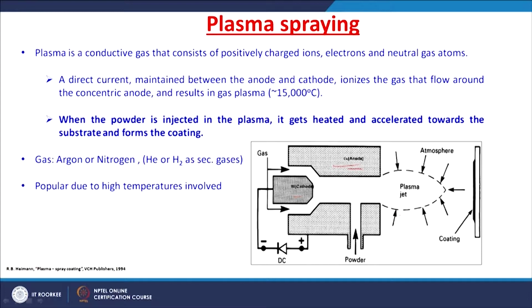The plasma is at around 15,000 Celsius temperature. Generally the anode is of copper and the cathode is of tungsten. Now, when the powder is injected into the plasma, it gets heated and then accelerated towards the substrate and forms a coating. Generally, the gas used for generating this plasma is argon or nitrogen.